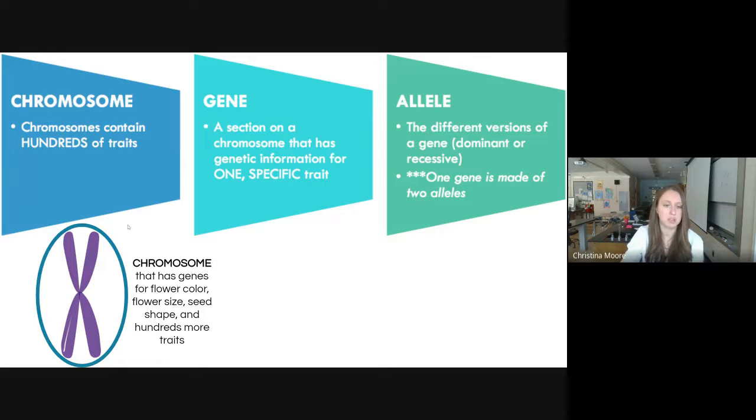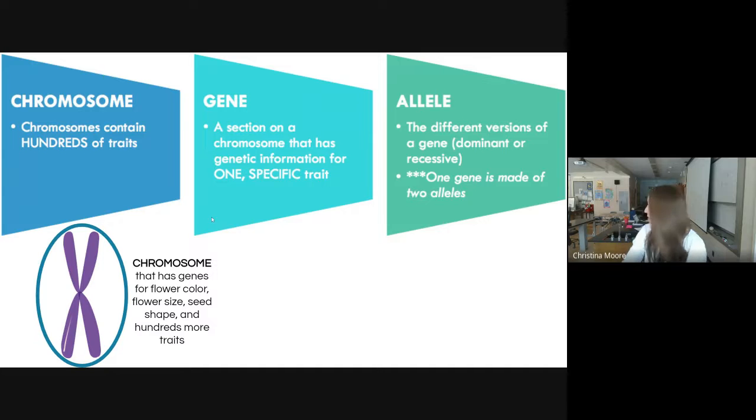So in the bottom picture, we have an example of what a chromosome looks like. This one chromosome has the genes for different traits of pea plants. So for example, this one chromosome could have the gene for flower color, for flower size, seed shape, and hundreds of other traits.